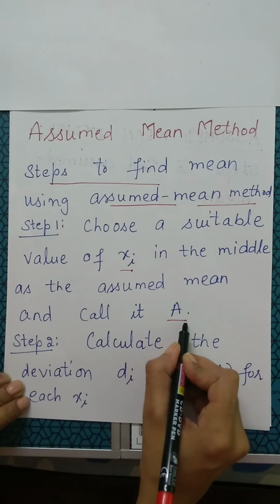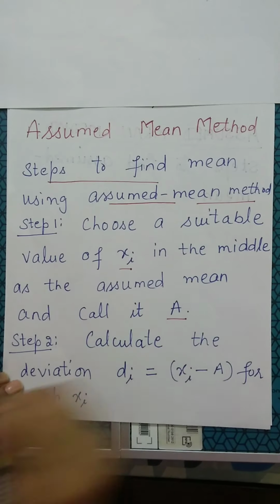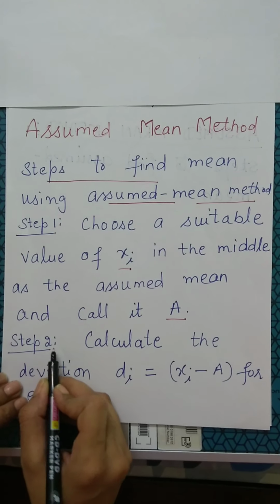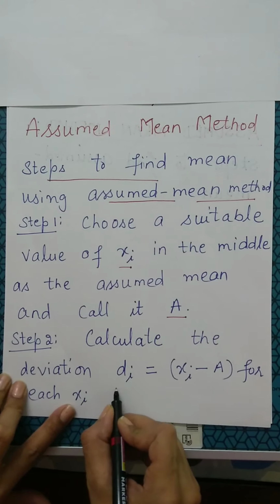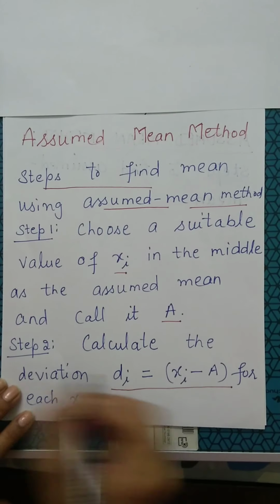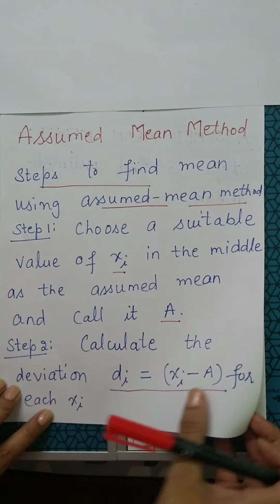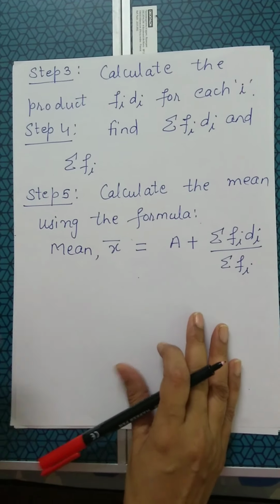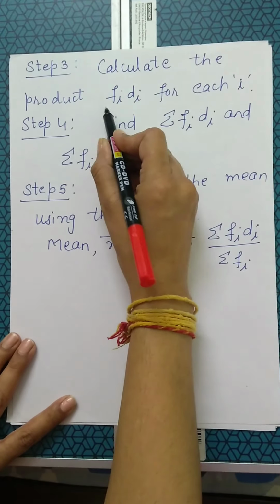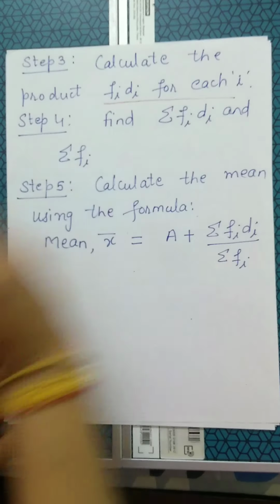and call it capital A. That is, A stands for assumed mean. Step 2, we have to calculate the deviation di, which is equal to xi minus A. i stands for the number of variants or the number of terms we have for each xi. Next comes the third step, we have to calculate the product of fi di for each i.